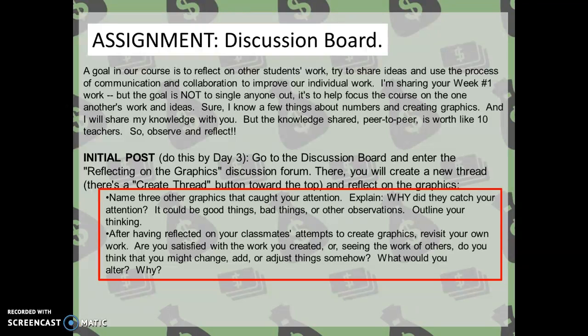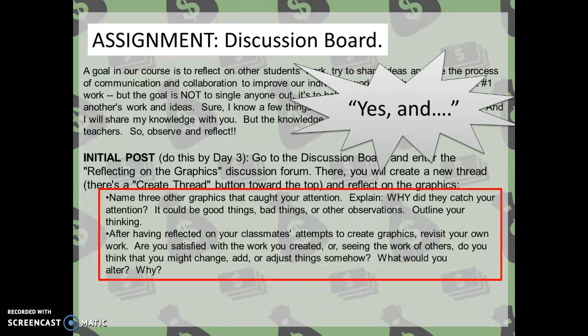So think about my 3 questions, reflect on what the students work, and when you're reflecting, think about this question, yes and. Don't just be saying, oh, I don't like this. Don't be negative. Don't push back against the efforts people made. Think about, yeah, I like that, and you can try this, or think about this, or connect it with this.